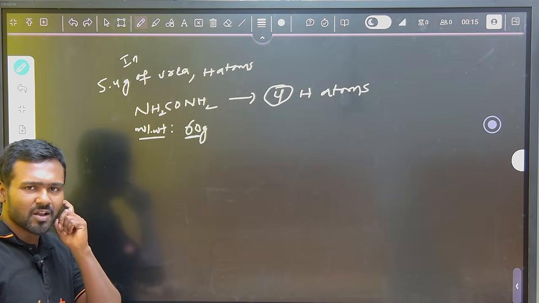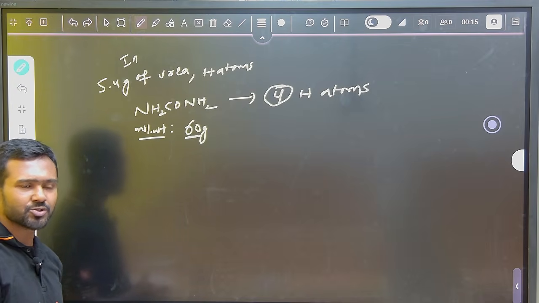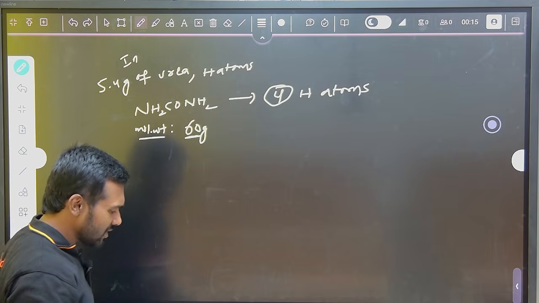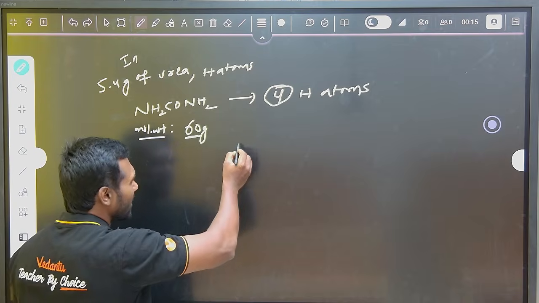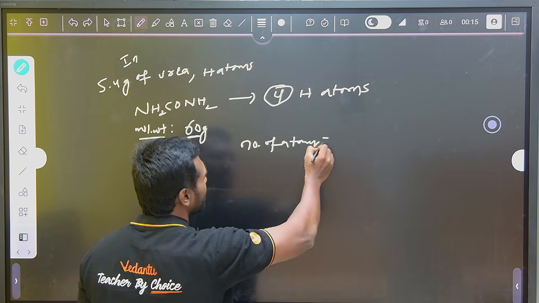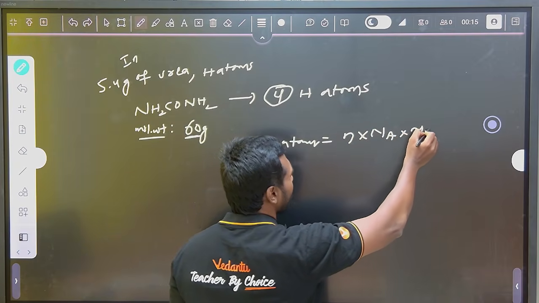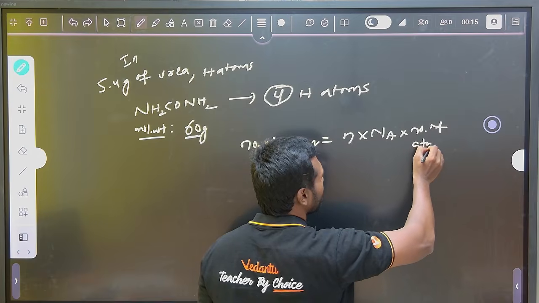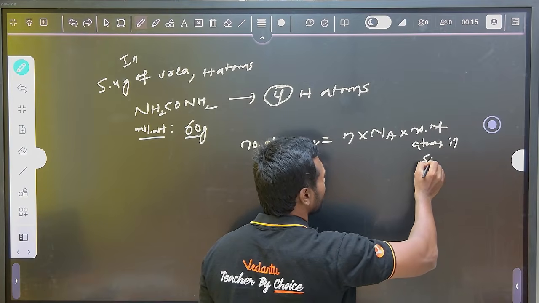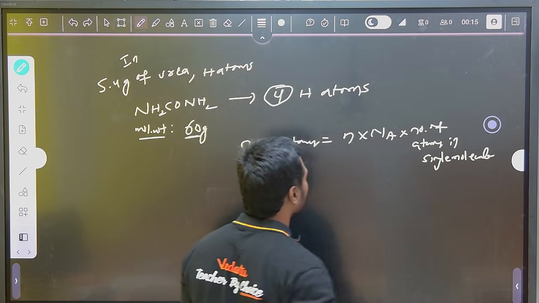If you want to use the formula, you can use the formula. If you want to do it concept-wise, you can do it concept-wise. No issue in this. So if you take the formula I gave, number of atoms is equal to number of moles into Avogadro number into number of atoms in a single molecule. This is the formula we will use.